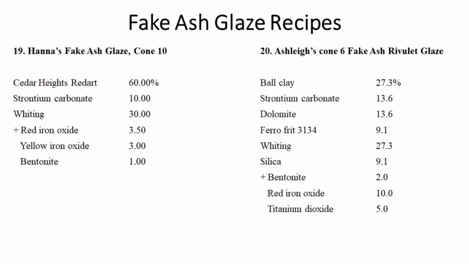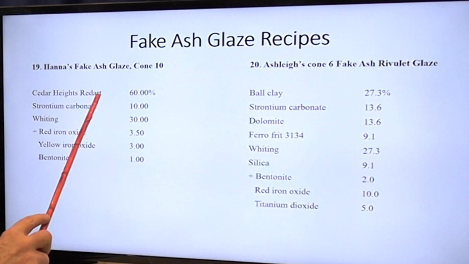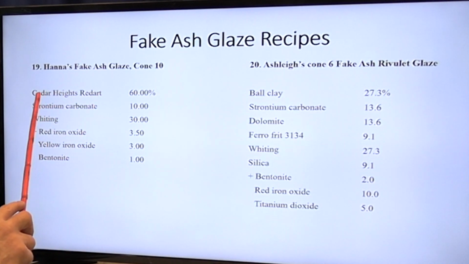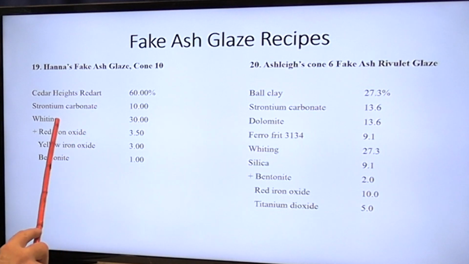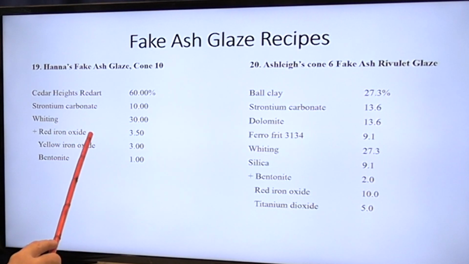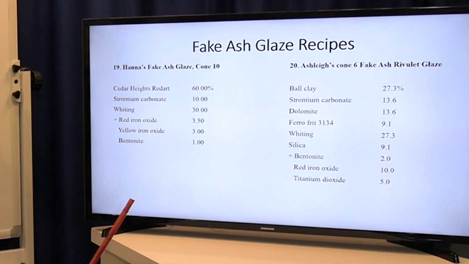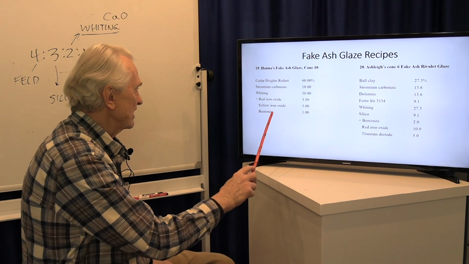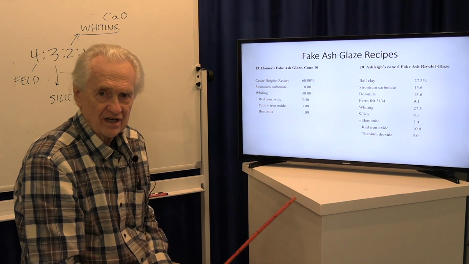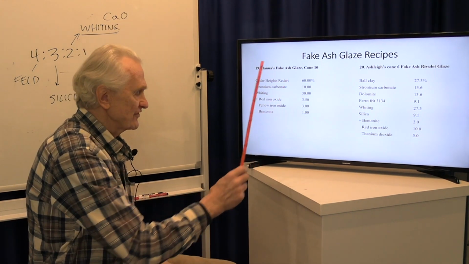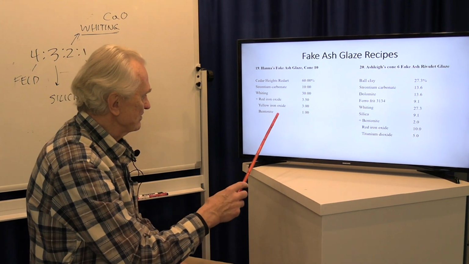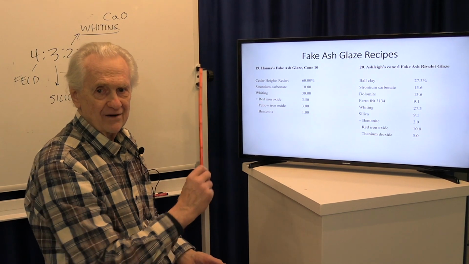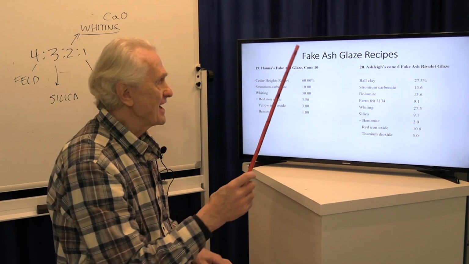Okay. There's another fake ash glaze, Cone 10, Cedar Heights Red Art. That's the same Red Art, only in this case they specify the supplier as Cedar Heights. Strontium carbonate, whiting, and three colorants: red iron oxide, yellow, and bentonite. Now again, why you'd need bentonite with 60% Red Art clay, I'm not sure, because the Red Art clay is certainly going to hold it in suspension. I don't know why you'd need that. But anyway, some people, force of habit.